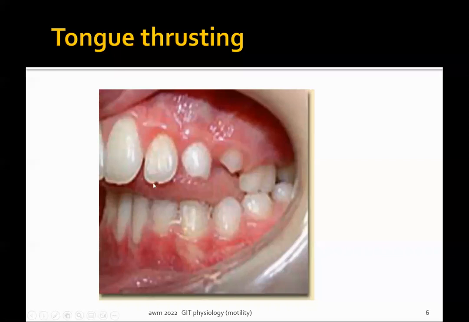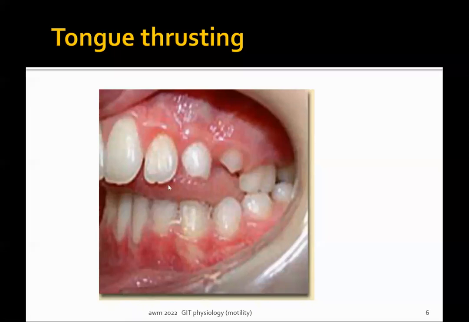This is a child or someone with an anterior open bite. You can see here that they have put their teeth together. Their back teeth are touching, the maxillary and the mandibular teeth. But when you look at the anterior part of the mouth, there's a big space. The canines haven't erupted yet, but still you can see the tongue is between the teeth, and that is what is actually preventing the teeth from meeting.